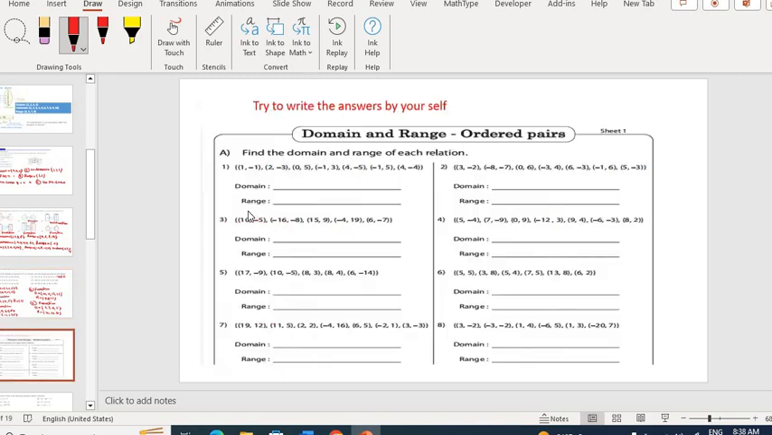Just putting that one for you. Try to write the answer by yourself. That means find the domain and range. Domain right here, and range. So just try by yourself. Maybe you can learn more. You can check yourself whether you understand how to write domain and range or not.